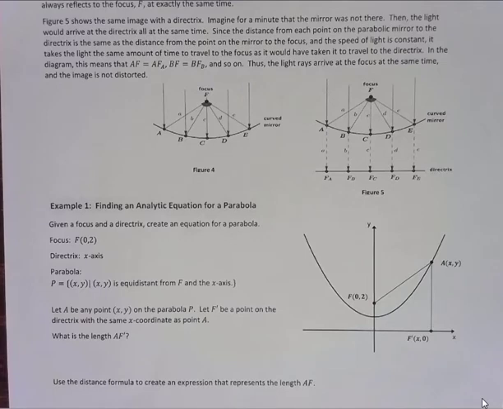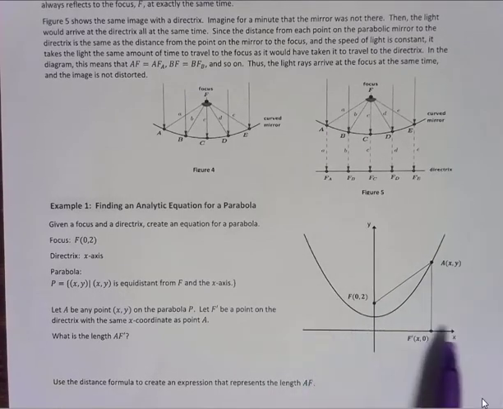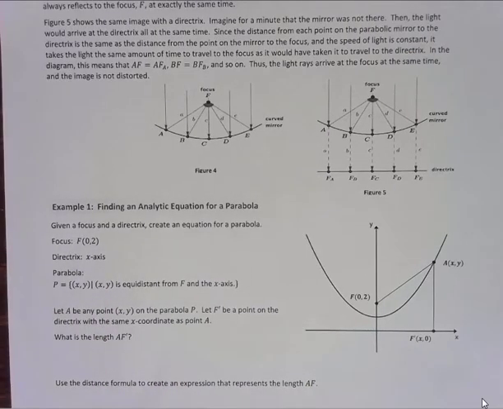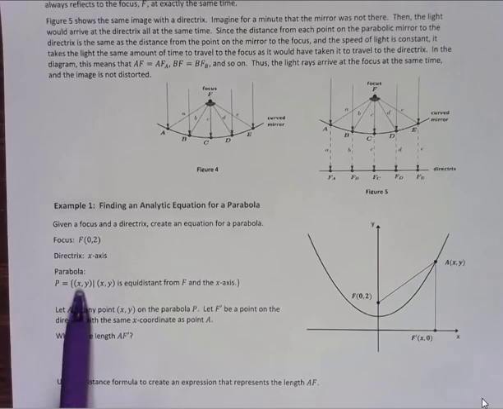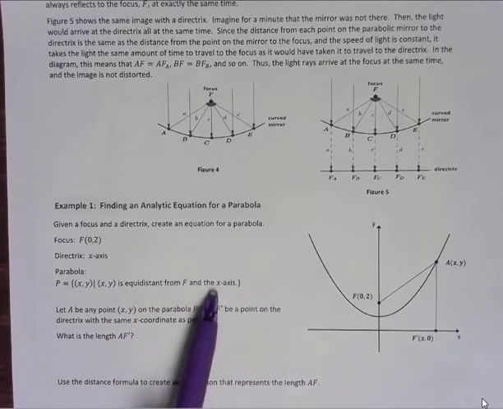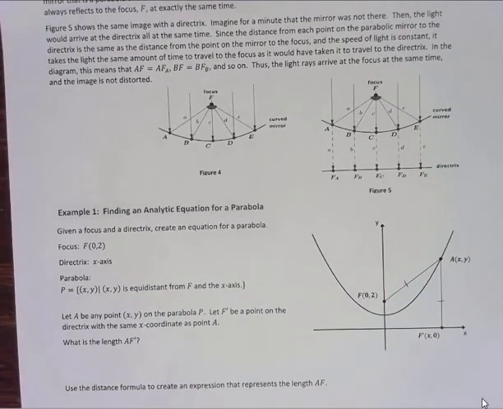And from the definition of a parabola, we're going to find the equation of a parabola. So we have in example 1 a picture with a parabola, and it has a focus point drawn, the point (0, 2), and it has this line here, which is the directrix, which is the x-axis, as they're telling you. Okay, and again, the definition: the parabola is such that (x, y) is equidistant from F, meaning the focus, and the x-axis. So if that's true, that means that this and this are the same length.